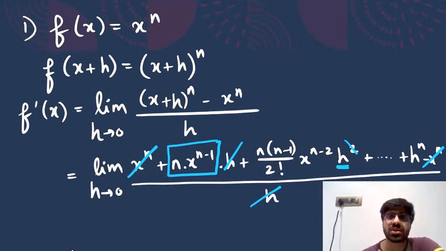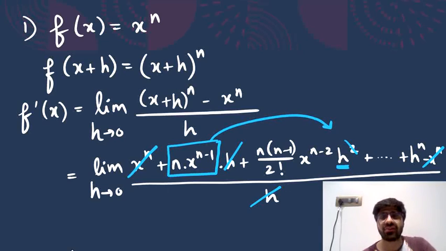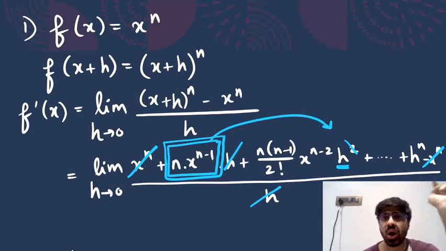The next term was a term in h cube. If you cancel one h from that term, it will become equal to h square. The next term was h power 4. After cancelling off an h, it will become h cube. In short, every term after this term, the term which you can see in the blue box here, every other term after this term is going to contain at least one h along with it.